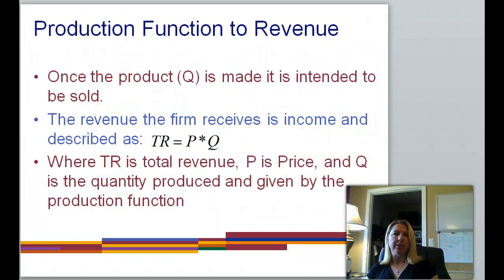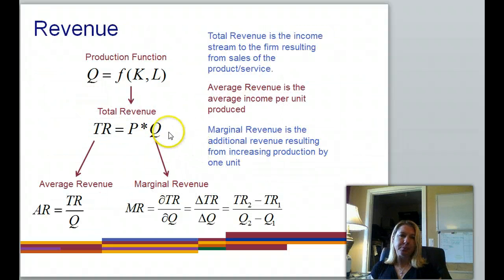So the production function, we can use that to derive many of the economic measures of relevance that we care about. For example, where we're going to start is looking at how we transform the production function into revenue, which is one of the key things you care about if you're a business. So once the product Q or output is made, it's intended to be sold, and that's the whole point of the firm. So the revenue the firm receives is income, and it's described as total revenue, TR, is equal to the price that you receive per unit times how many units you sell.